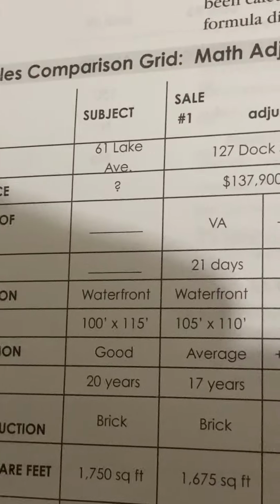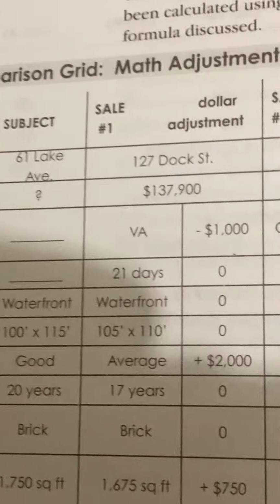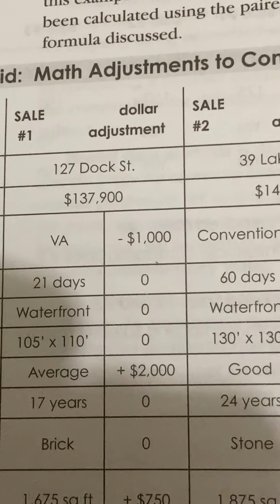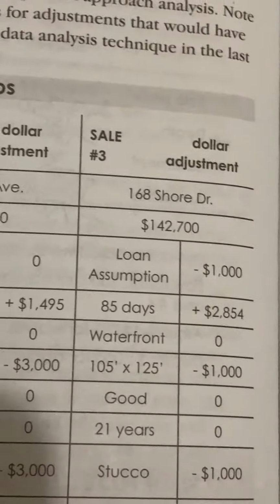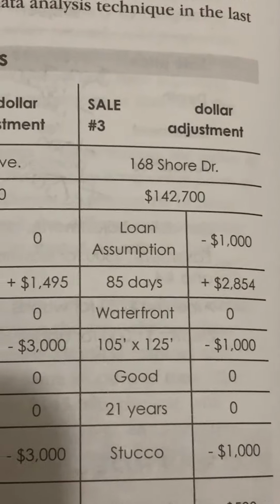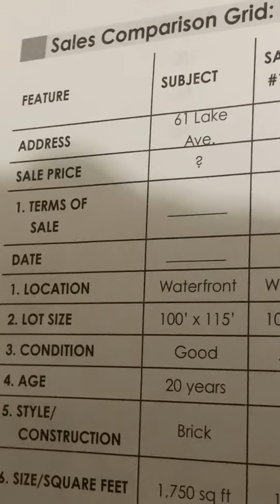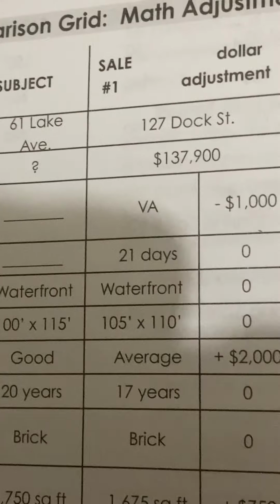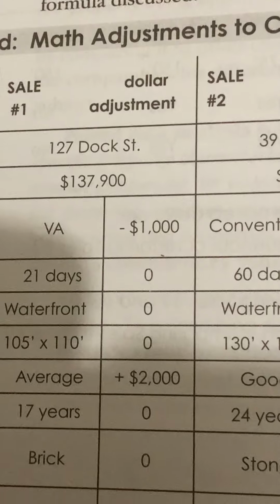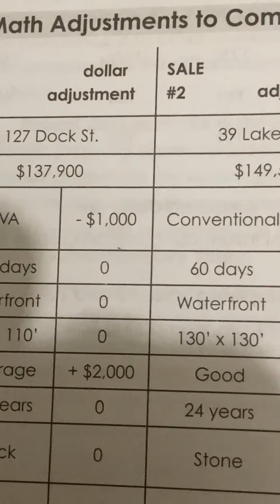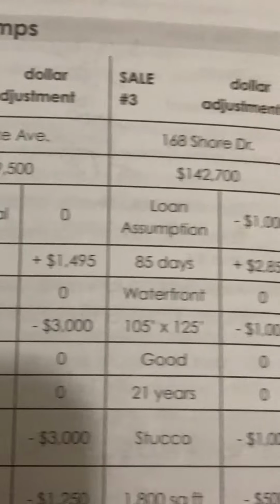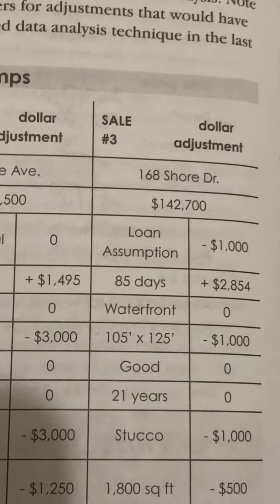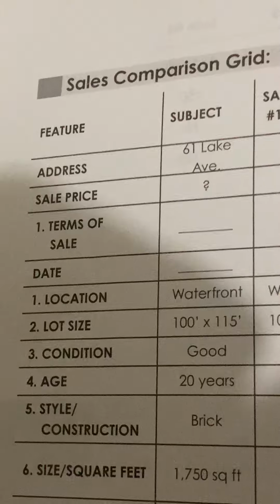Starts with the address. Subject is 61 Lake Avenue. Comp 1 is 127 Dock Street. Comp 2 is 39 Lake Avenue. Comp 3 is 168 Shore Drive. Sale price. Obviously, we don't know what the subject is. Comp 1 sold for $137,900. Comp 2 sold for $149,500. And Comp 3 sold for $142,700.